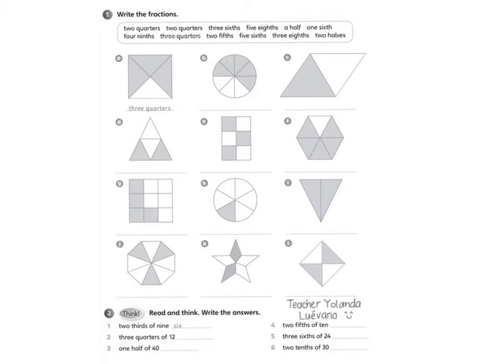We have 2/4, again, 3/6, 5/8, a half, 1/6, 4/9, 3/4, but this is the example, 2/5, 5/6, 3/8, and 2/2. So we're going to read the fractions and look at the illustrations and match them.